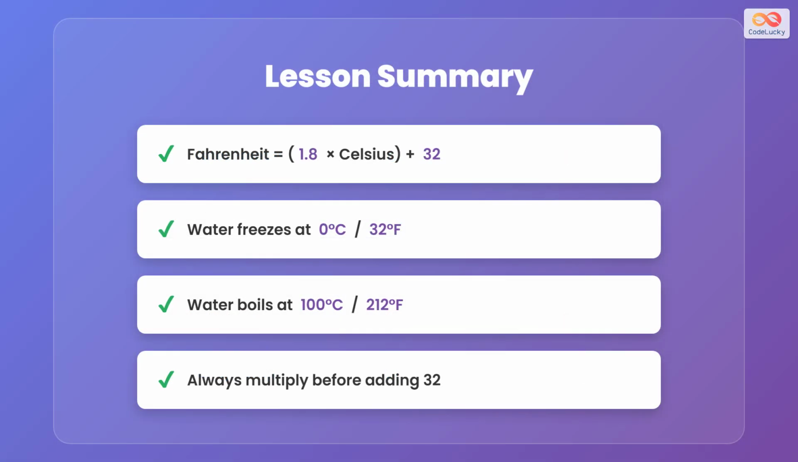To wrap up, remember that Fahrenheit equals 1.8 times Celsius plus 32. Order of operations matters. Multiply first, then add. Keep the reference points of 0 and 100 Celsius in mind to check if your answer makes sense.